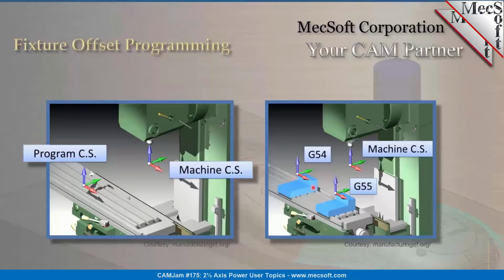So for example, in this pictorial representation that you see here, we have 2 stock planks, and each of them have their own origin location. So this could be called your work offset number 1, represented by G54, and this could be work offset number 2, which could be G55. So rather than having to program each of these and then manually changing or editing the program to do it, we can do this programmatically and automatically in our CAM program using fixture offset programming.